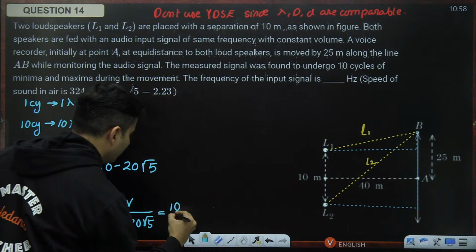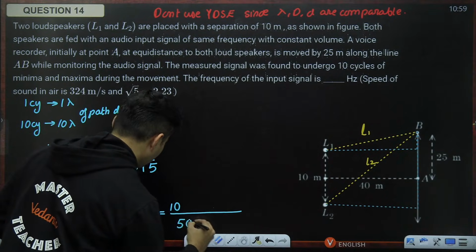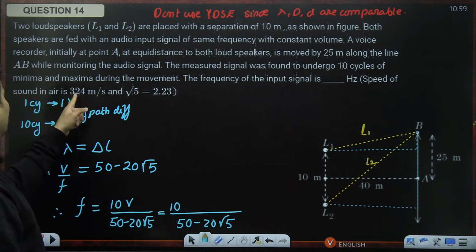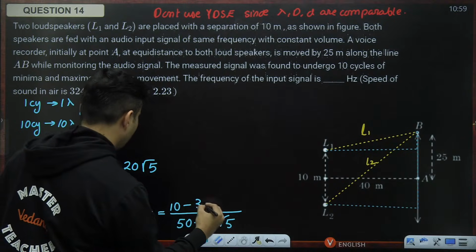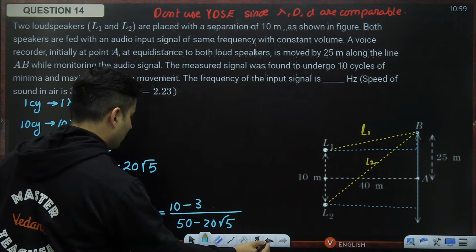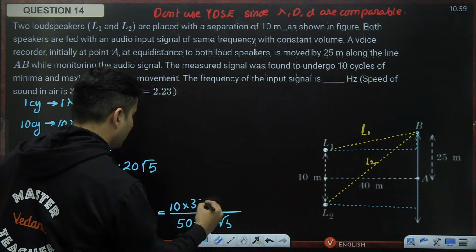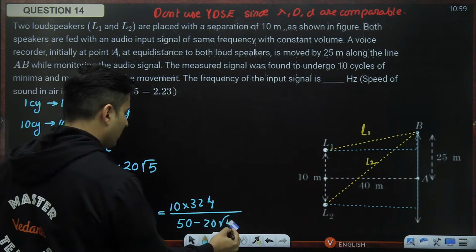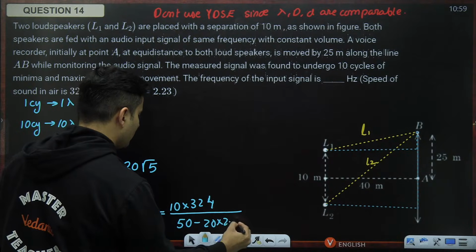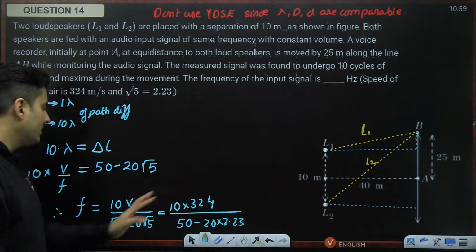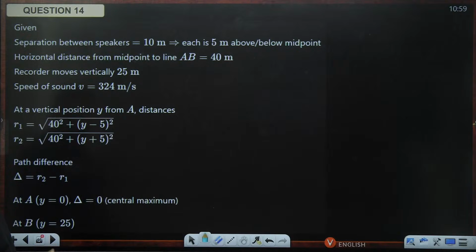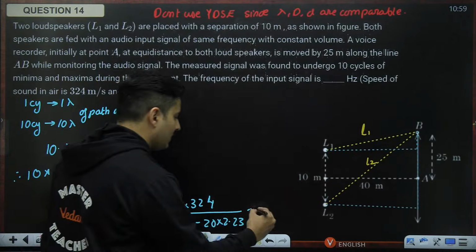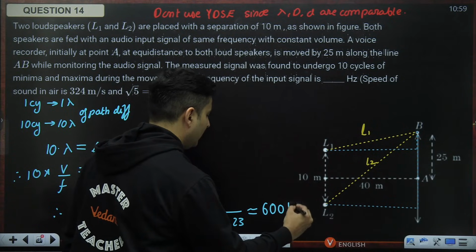But I think the speed of sound was given to you. If I'm not wrong, just see if it is given somewhere. Yeah, speed of sound is 324. So this is nothing but 10 multiplied by 324. And root 5 value is also given, 2.23. So just put that over here. Solving this, you will get the answer. Yeah, you will get the answer as 600 hertz.